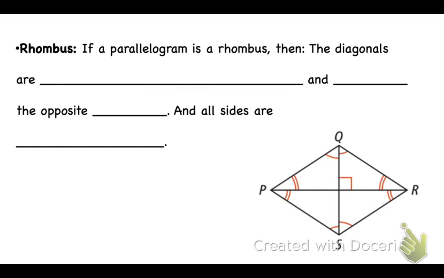is a rhombus. It says if a parallelogram is a rhombus, then the diagonals are perpendicular.